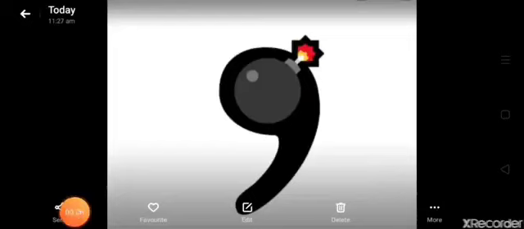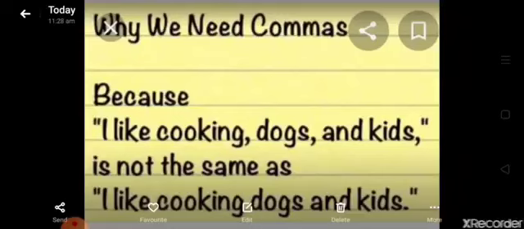Hey children, see, what is this? This is a comma. Why do we need a comma? Let's read one example. I like cooking dogs and kids is not the same as, I like cooking, dogs and kids. If we are not putting a comma in between, how can we understand this example? So, this is the example of commas.